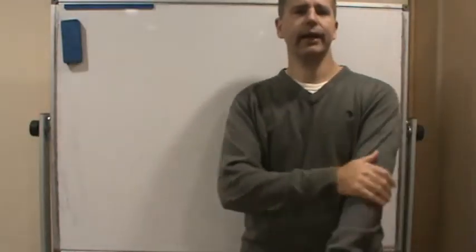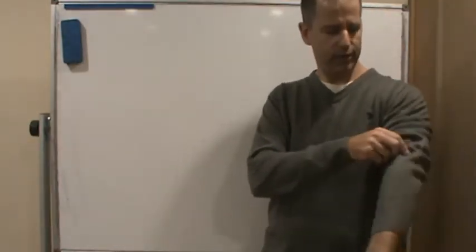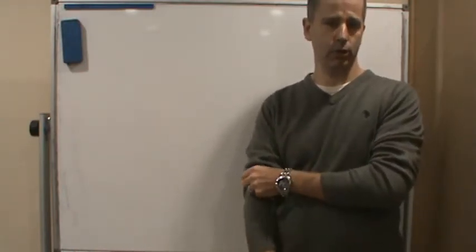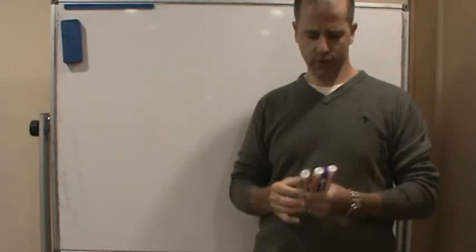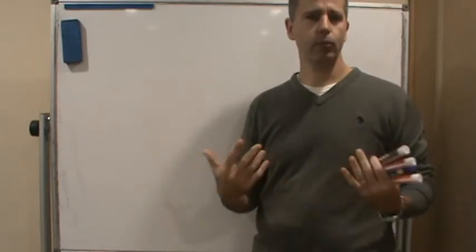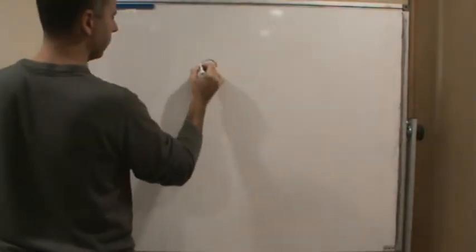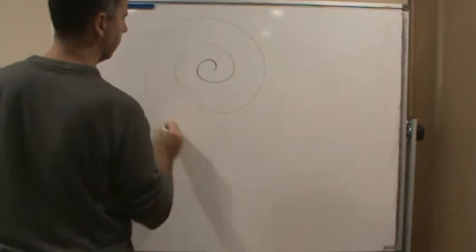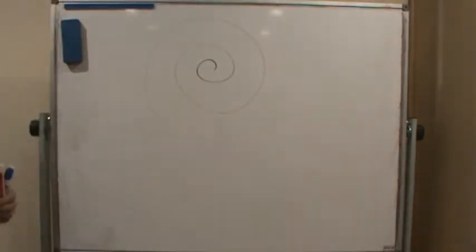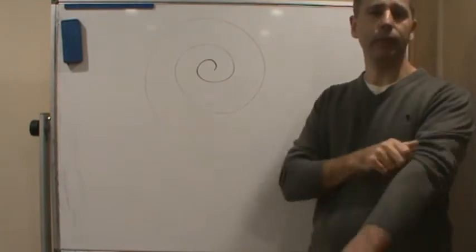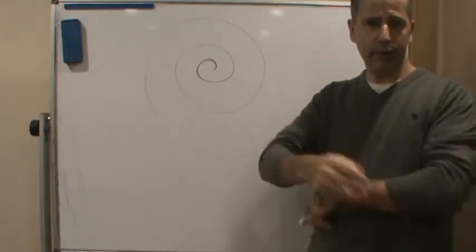Okay, so welcome back, and now what we're going to do is start discussing parametric equations and parametric curves. To introduce this, let's talk about spirals. If we have a spiral like this, then we can describe that spiral using the Cartesian plane, using xy coordinates.